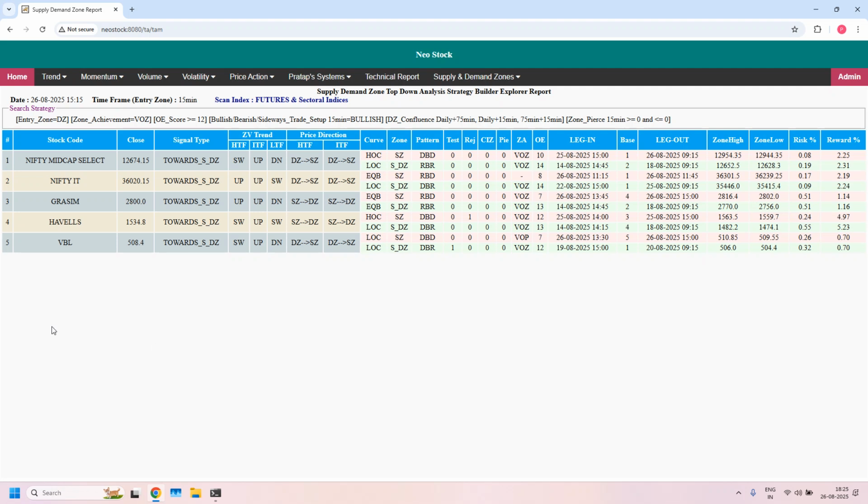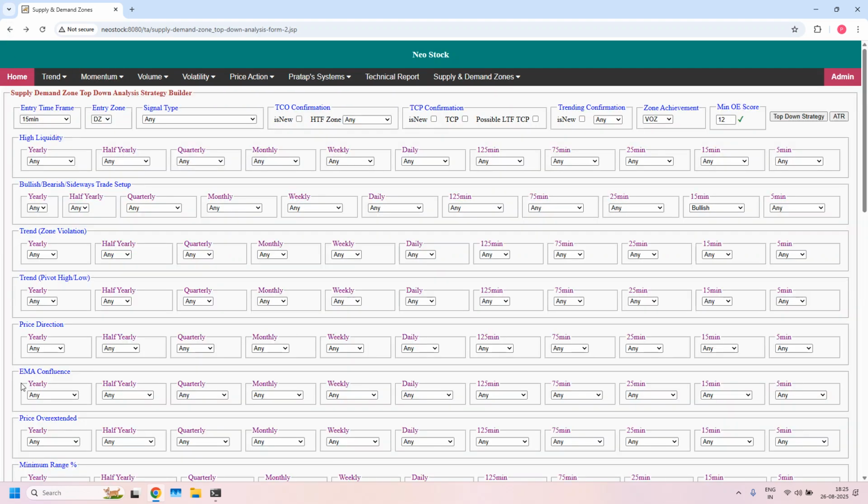we got 5 stocks. In all the 5 stocks, these 15 minutes demand zones overlapped with 75 minutes demand zone. Both together again overlapped with daily demand zone. And daily trend is up in only 2 stocks. So let's further filter on these 2 stocks based on EMA confluence.